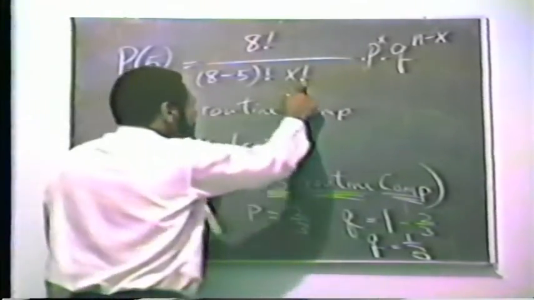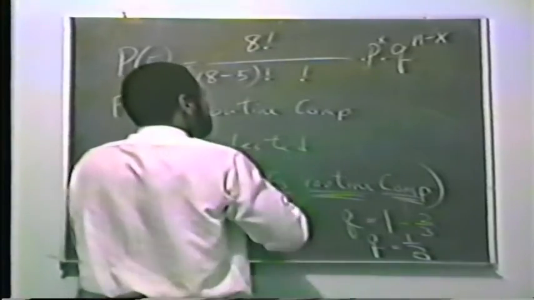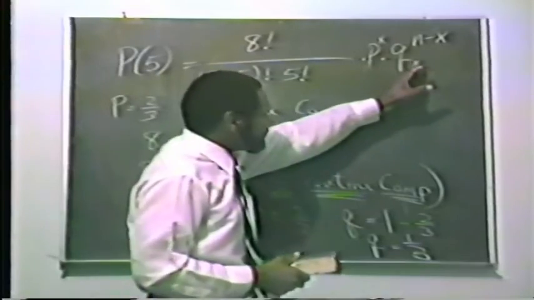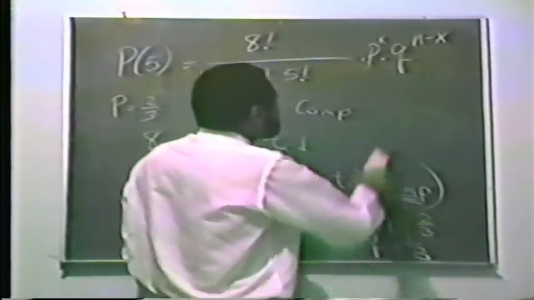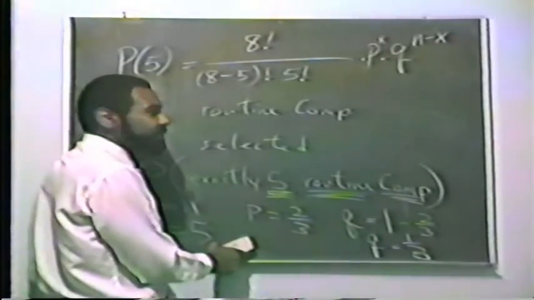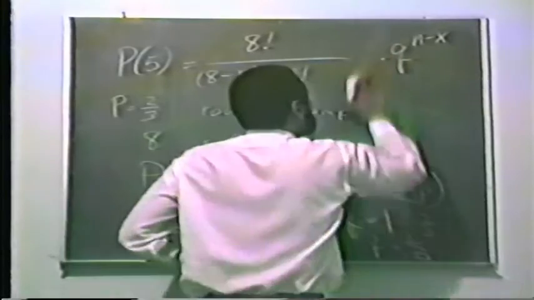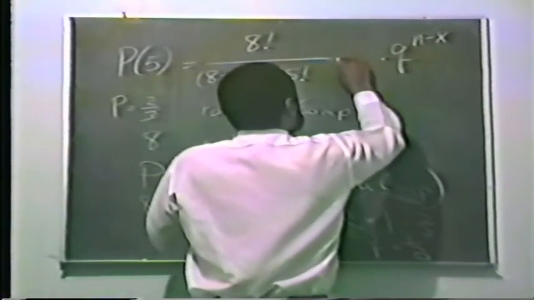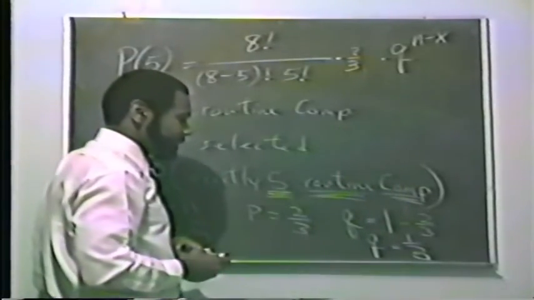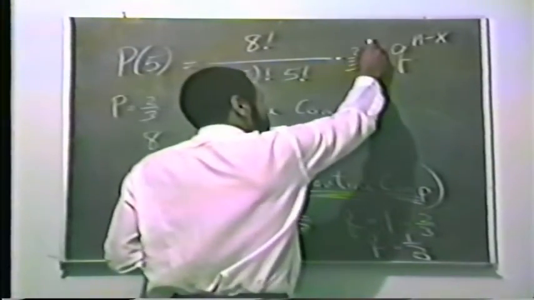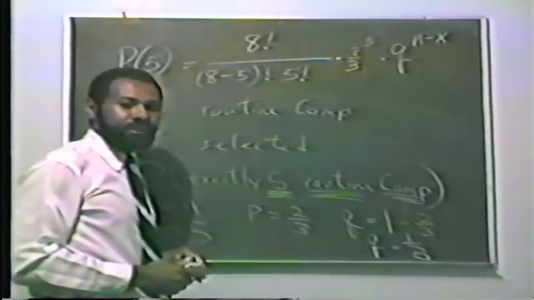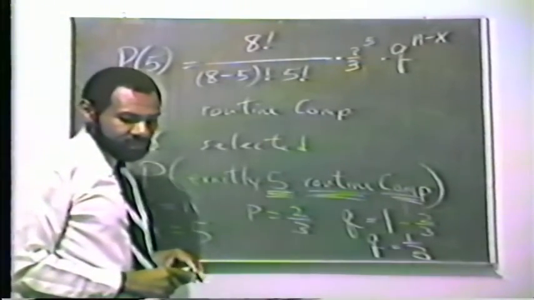Here again we have x factorial. For the x, we can substitute a 5. Now, on the right side of the formula, we have P. We said that P was equal to 2/3. So instead of the P here, we can substitute 2/3. We would have 2/3, and it's to the x power. It was P to the x power. So for the x again, we can substitute 5.